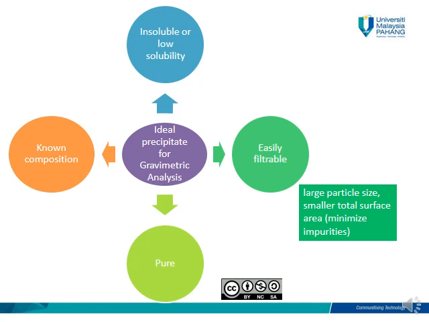Next is known composition. When you do an experiment, even a simple titration, you must know what chemicals are involved, what the precipitant is, and what your sample is. If you don't know this, how can you do the experiment? You must know the composition of your sample and the composition of your precipitant.